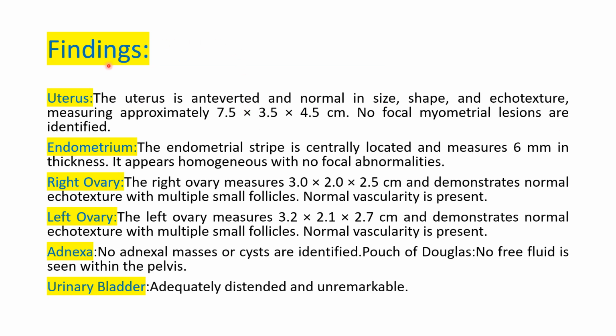So now you have to document your findings. This is simple. People have different ways of documenting, but it has to encompass all the pelvic organs. So the uterus is anteverted and normal in size, shape, and echo texture, measuring approximately 7.5 by 3.5 by 4.5 centimeters.